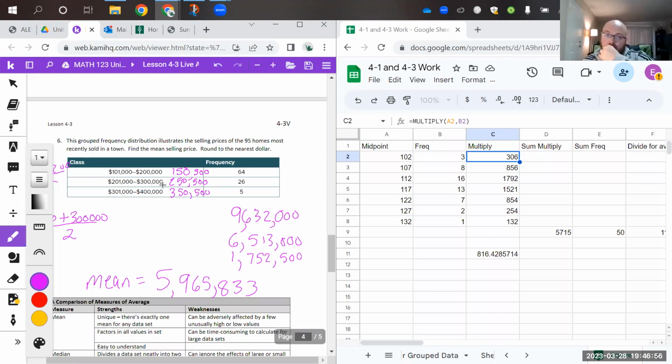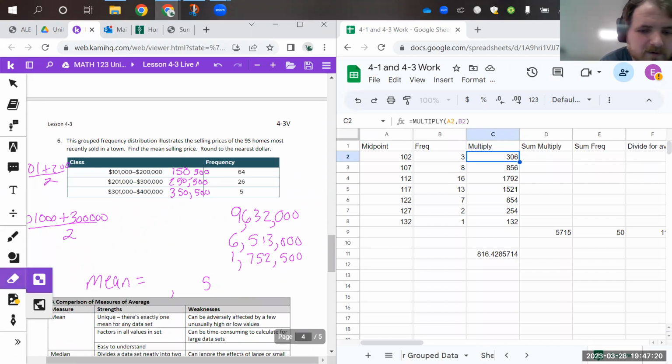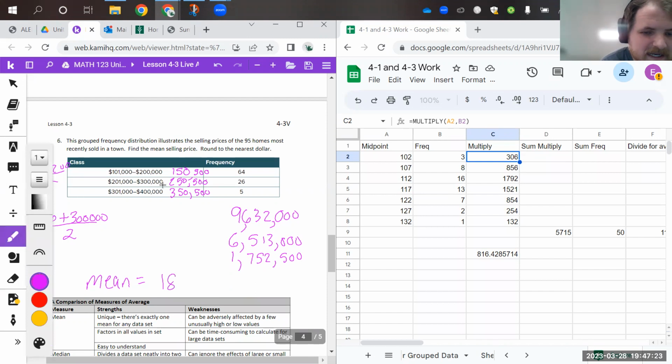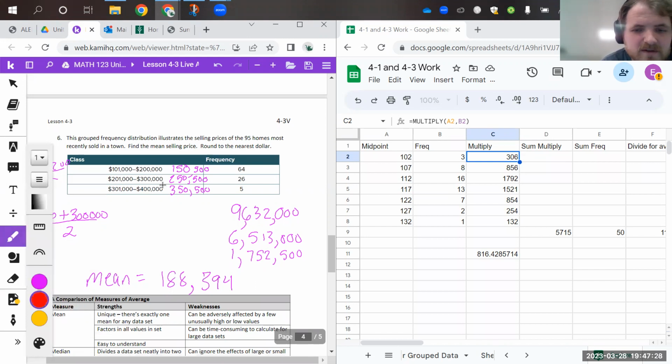Again, I took those 3 big purple numbers and I divided by 3. Feel free to drop it in the chat or say it out loud. What should I have divided by? The correct answer is 188,394. I shouldn't have divided those by 3. I wanted to divide by, as the chat said, divide by 95.